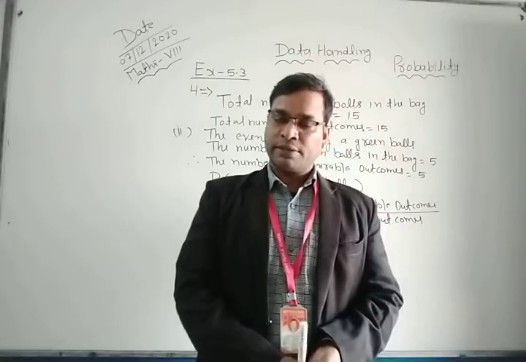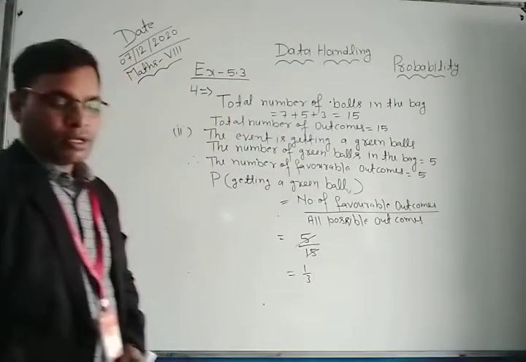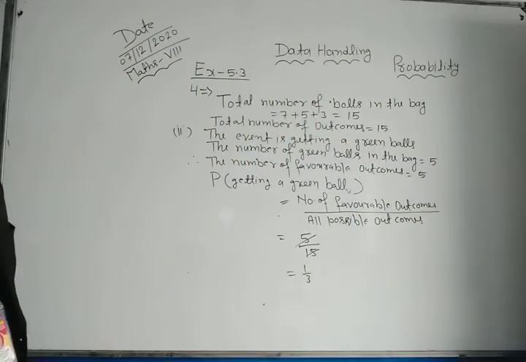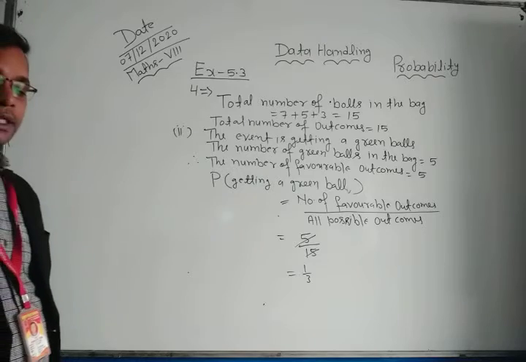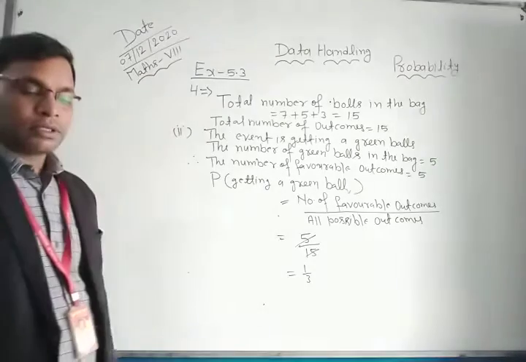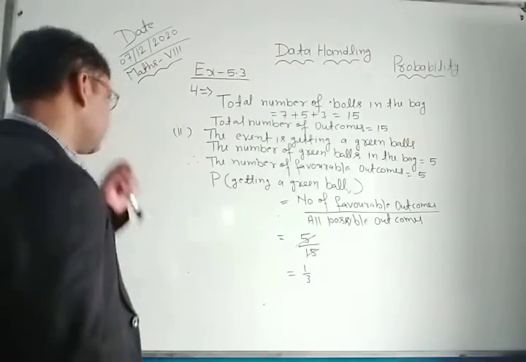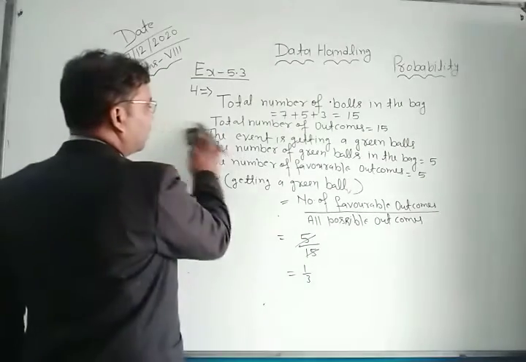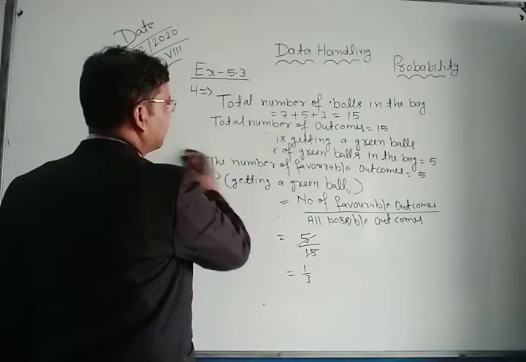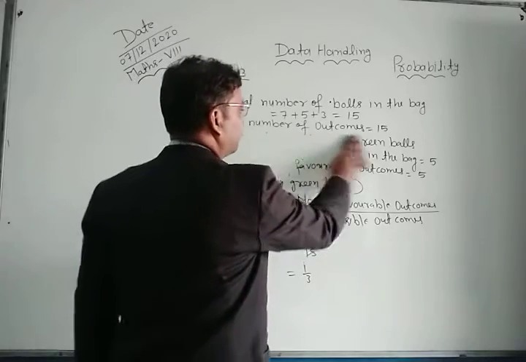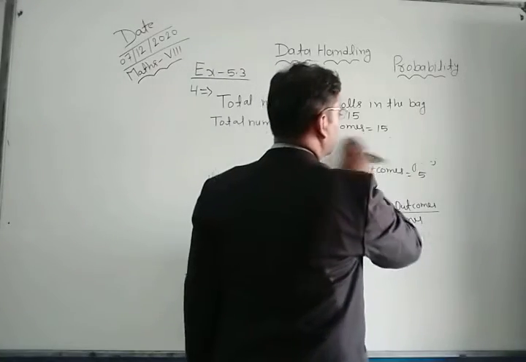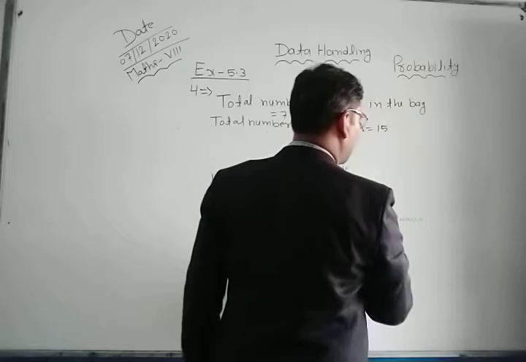This is equal to 12. Okay, so let's see how to find the probability of getting not a blue ball. I hope all of you understood. This is the second part of this question paper. Now, we are going to discuss the third part of this exercise.